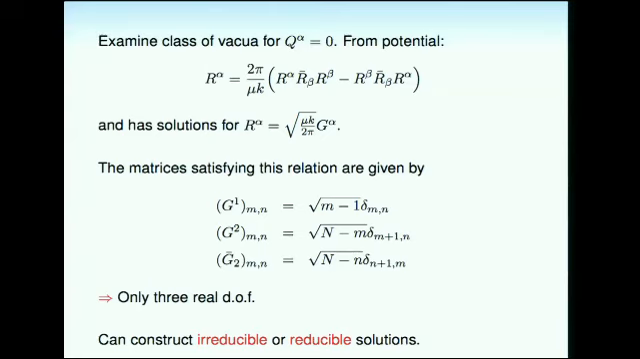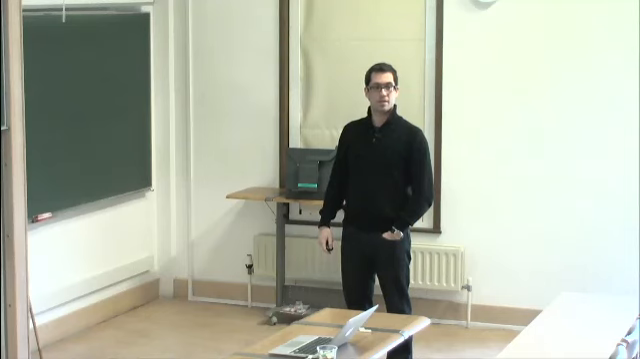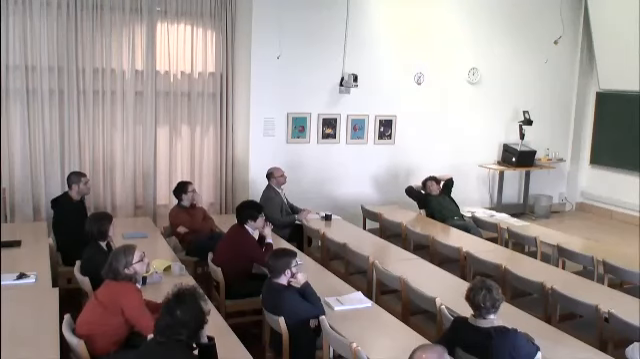Can I just check, what do you mean by 3 real degrees of freedom? You start with 2 complex scalars, but one of them you can set the real part to 0. Yeah, exactly. You do a gauge transformation, you can gauge it away.